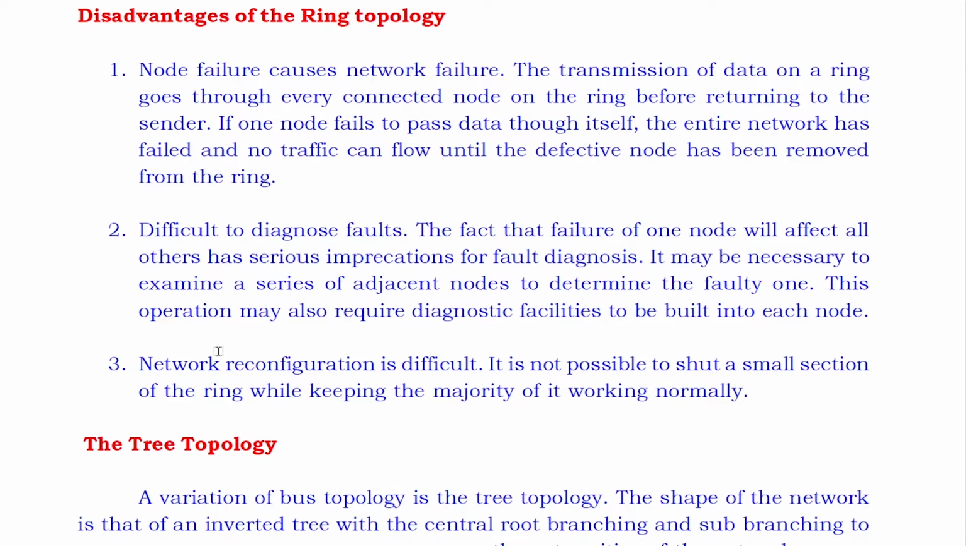You need network engineers to come and fix it. So it's not so easy. Just disconnecting computers and starting to use the network is not possible. Therefore, reconfiguration is required. So network reconfiguration is difficult. These are the disadvantages. The first one is that node failure causes entire network failure, then it is difficult to diagnose faults, and network reconfiguration is difficult. So these are the disadvantages of ring topology.